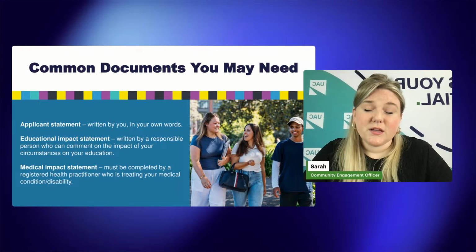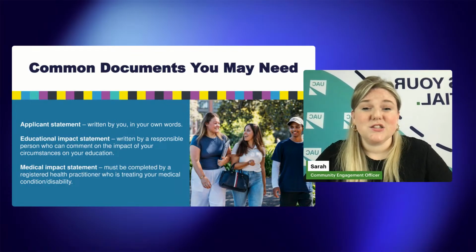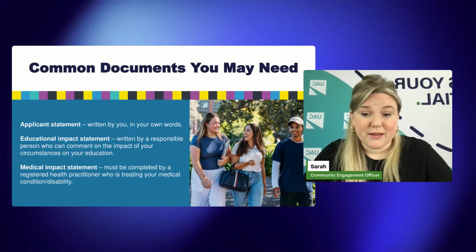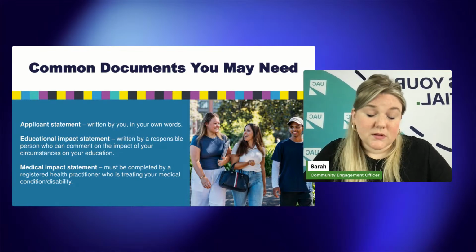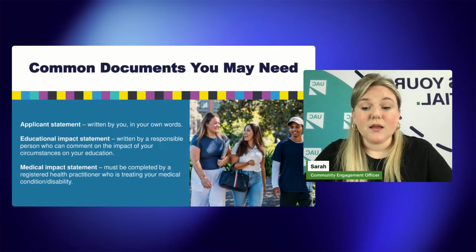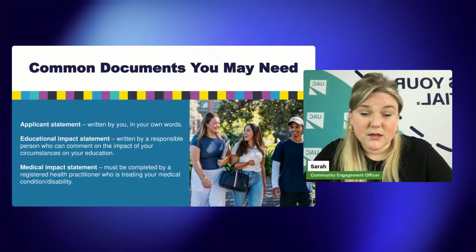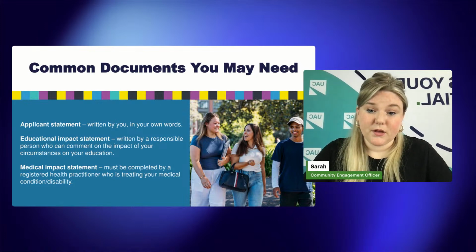Okay, it's really important to note too that the person who writes this educational impact statement can't be someone related to you. Okay, if it's someone related to you, it won't be accepted. It needs to be someone not related to you, okay, that can comment on the impact of your circumstances on your education. The other really common document that you may need to provide is a medical impact statement, okay?